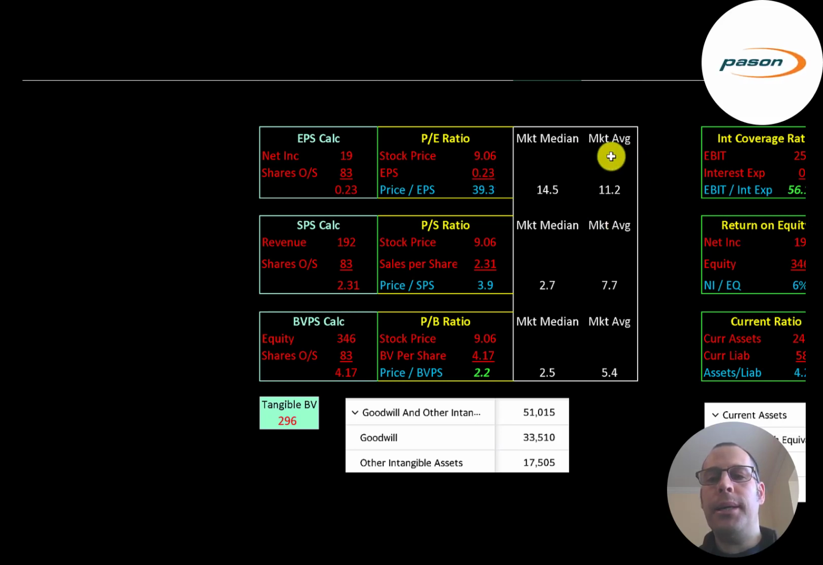The average PE in the market's 11.2, the median is 14.5. PE is stock price over earnings per share. To calculate earnings per share, that's net income over shares outstanding. They're at 39.3, so investors are paying $39 for $1 of earnings.